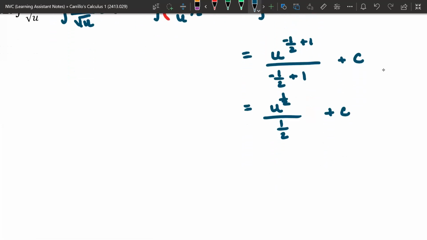Now our denominator is a fraction, so the whole thing is a complex fraction. To simplify this, I just reciprocate my denominator. So this will be 2u to the 1/2 plus c.